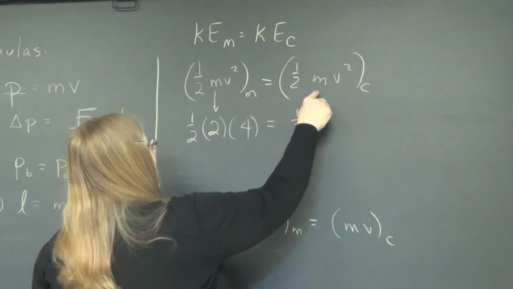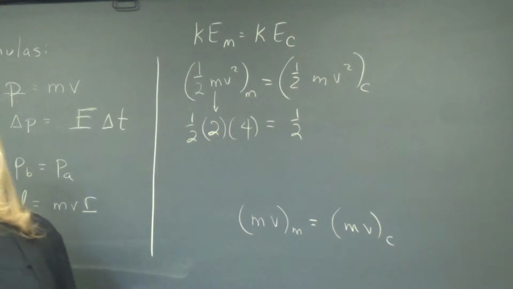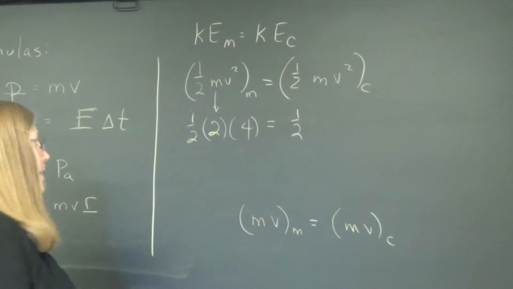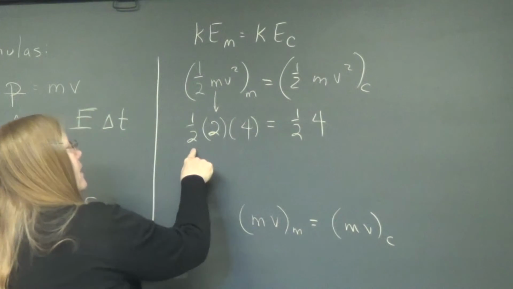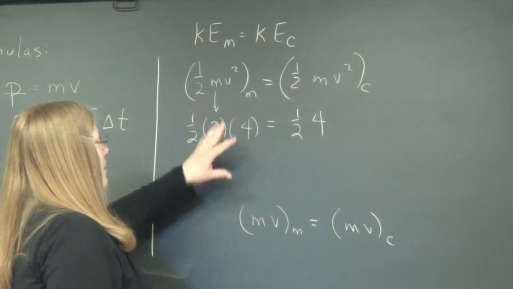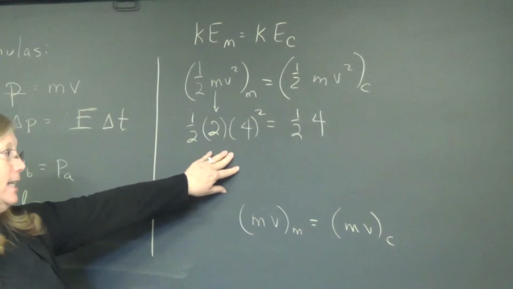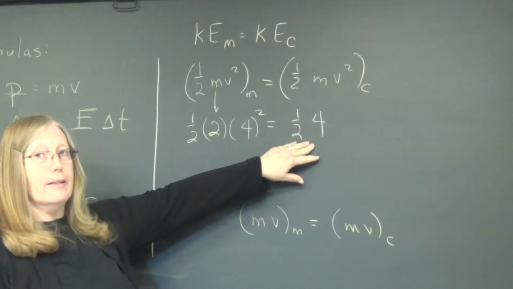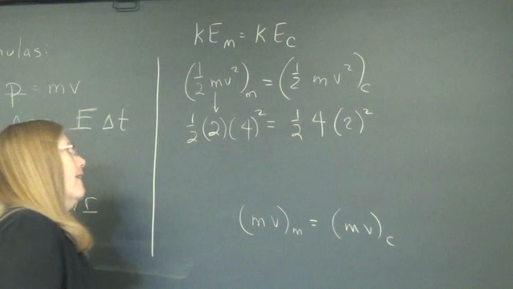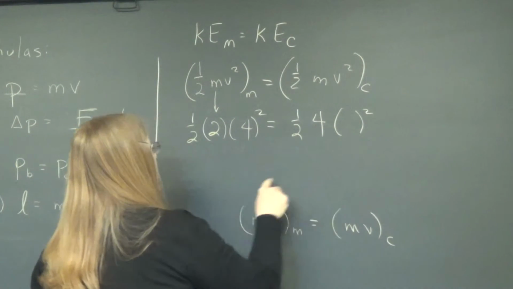So what could we put in for mass of the cat that would make sense if the mass of the mouse is 2? Just make up something. 4? Is that what you said? Yeah. All right. So this side is what? 1/2 of 2 is 1 times 4 squared, you're right. So we got 1/2 times 16 on the other side. Would 2 work? No, that wouldn't work. Is there a number?